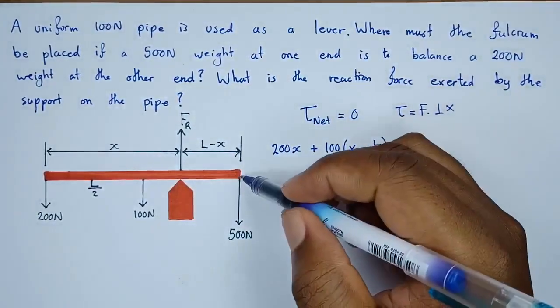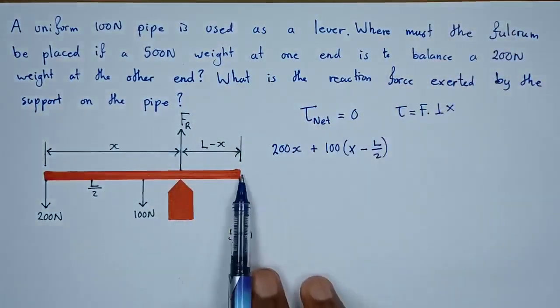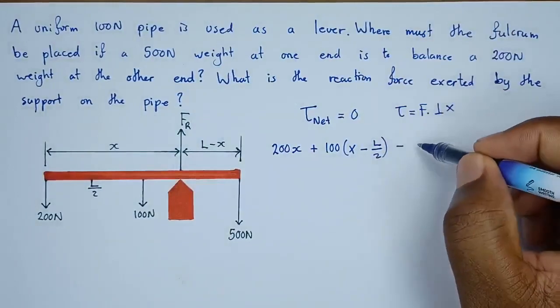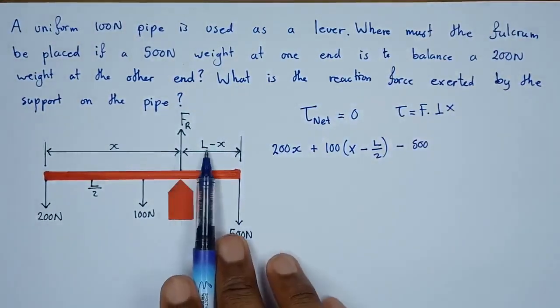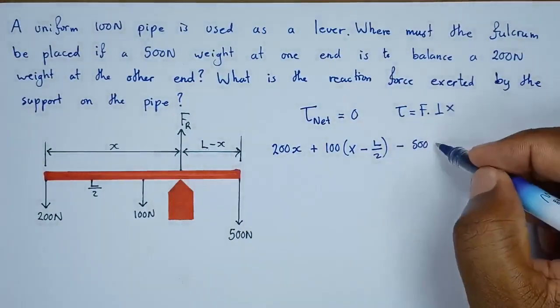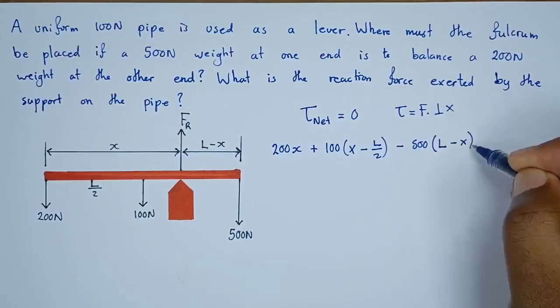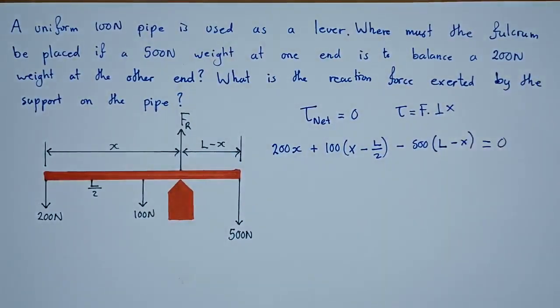From there now, let's go ahead and find the torque at this point. Remember, the torque here is 0, won't even write it. At this point, it's in the clockwise direction, hence it's negative. The force is 500, and the distance from the point of rotation is L minus x. So we can say this multiplied by L minus x. Remember, net torque is equal to 0.